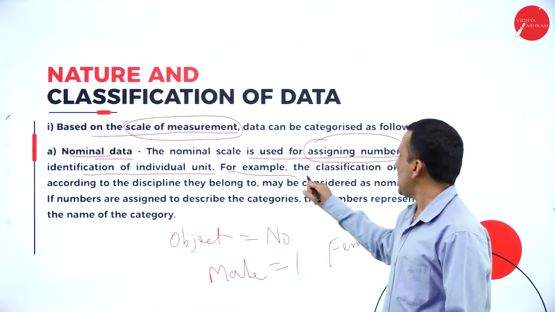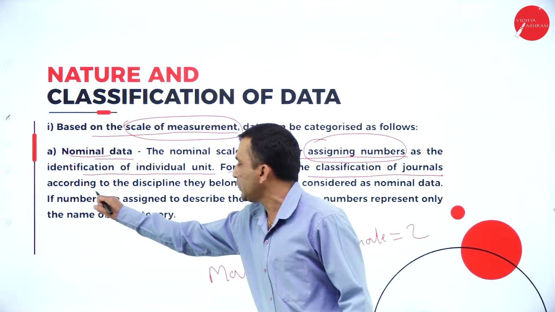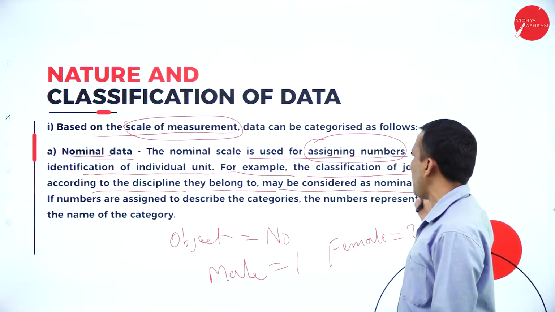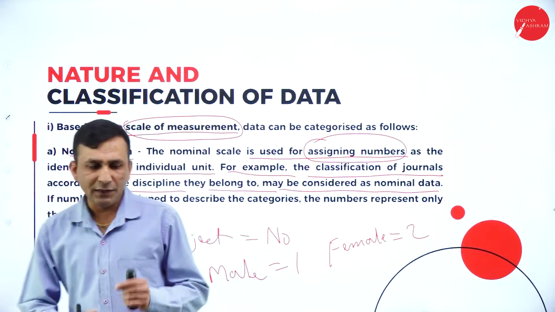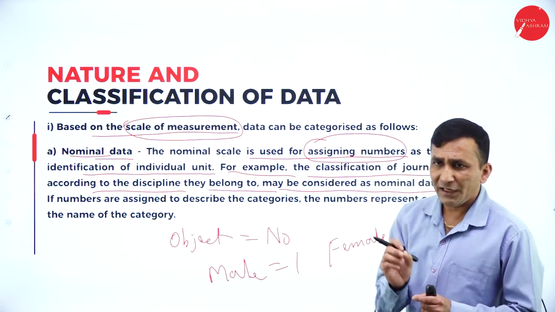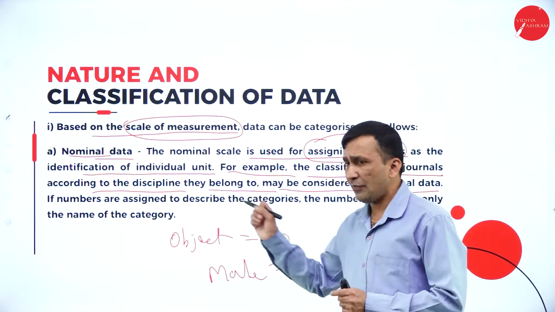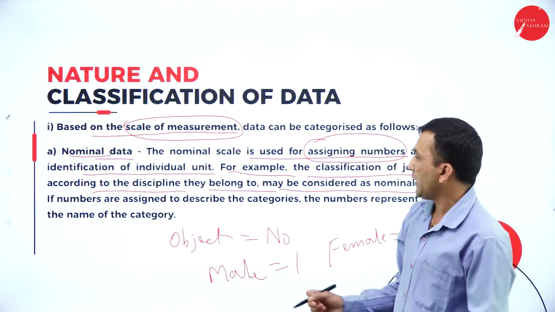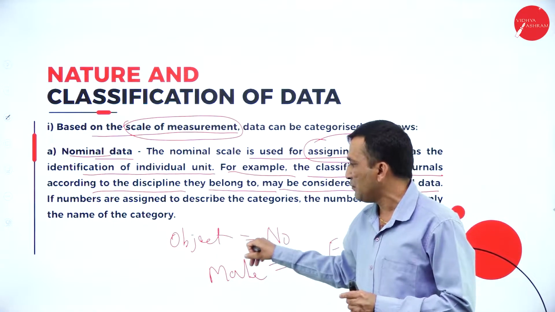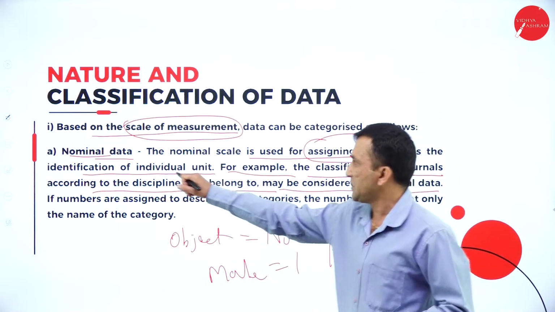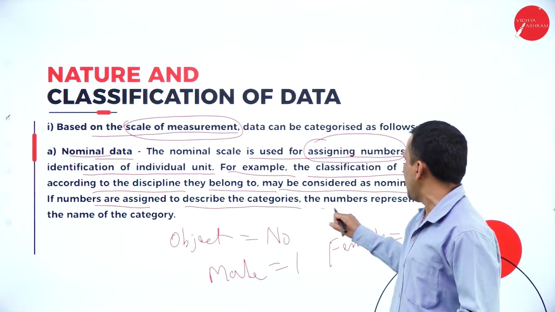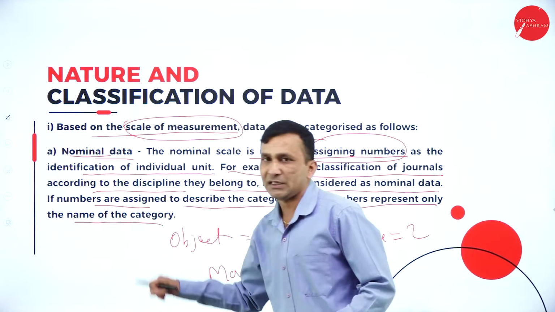So for example, the classification of journals according to the discipline they belong to may be considered nominal data. In a textbook, the content is assigned page numbers, so you can easily locate exactly where you want to refer. Whenever you find numbers in front of the objects, it obviously comes under the category of nominal data. The numbers assigned describe the category; they represent only the name of the category.